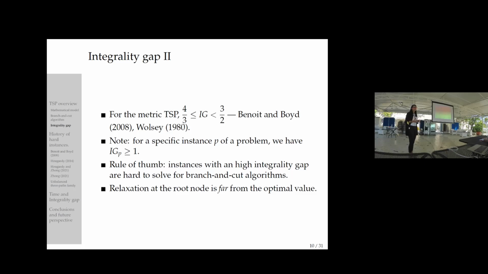than 1. So the integrality gap is exactly 1 when the lower bound you compute gives you the exact optimal solution of the integer problem. Otherwise, you just have a lower bound, so this ratio should be greater than 1.